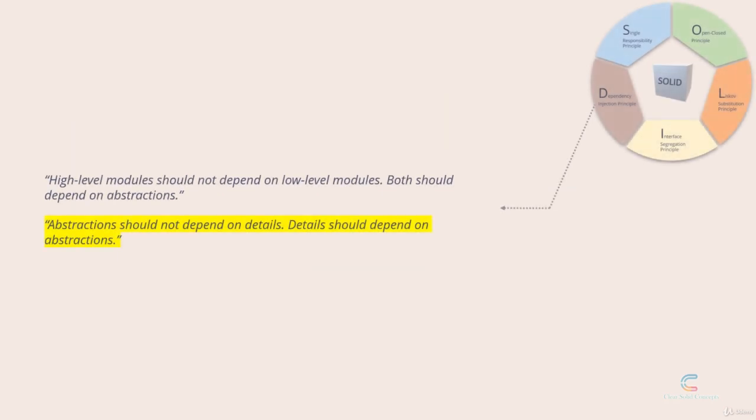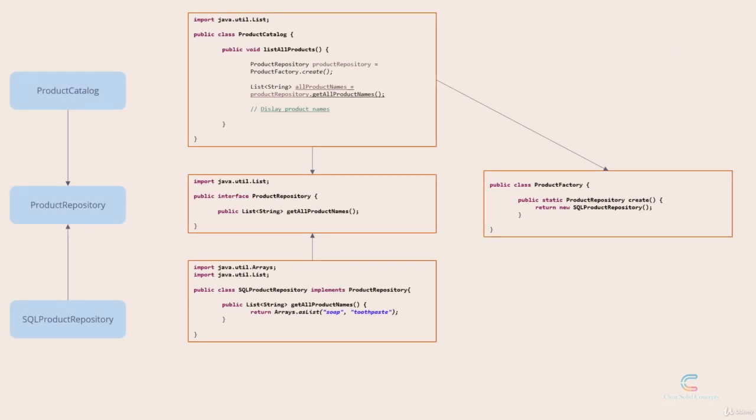Abstractions should not depend on details. Details should depend on abstractions. Look at the diagram on the left again. The dependency arrow, which was earlier pointing towards the SQL product repository, is now pointing in the opposite direction. That is, it is pointing away from SQL product repository. So now the detail, which is the SQL product repository class, is dependent on the abstraction, which is the product repository class. This is strictly as per the definition.